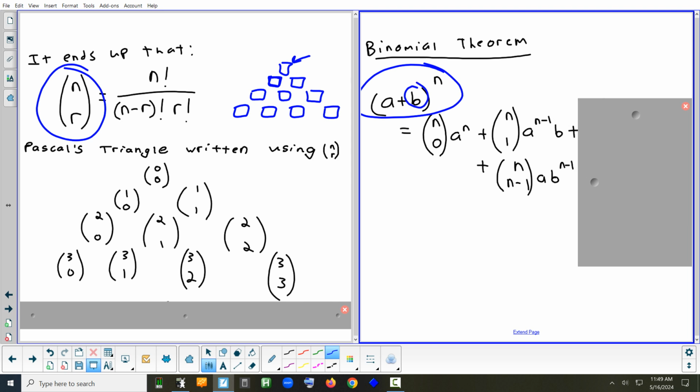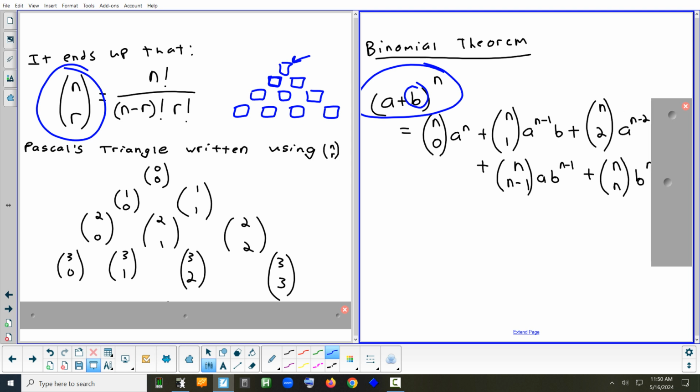Yep. Okay, let's do the next term. What would the coefficient be? N choose 2. What would be the exponent on your a now? N minus 2. It's going to drop down another one. And what would be the exponent on your b?